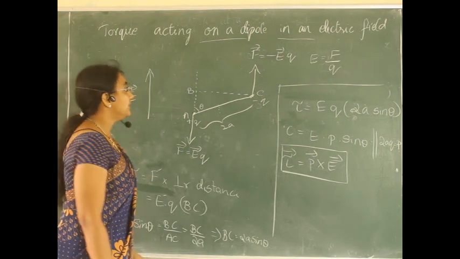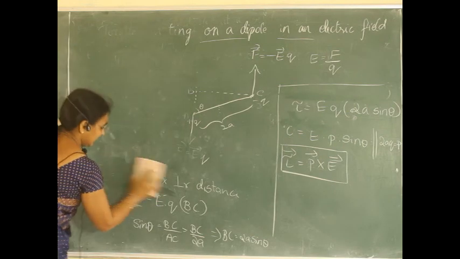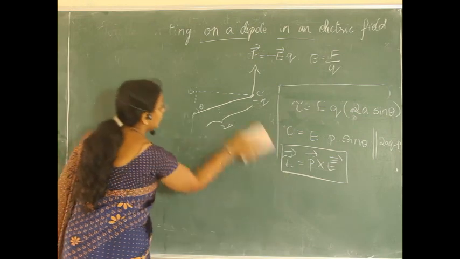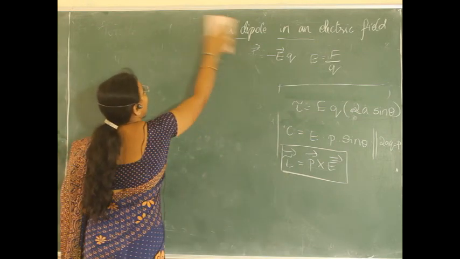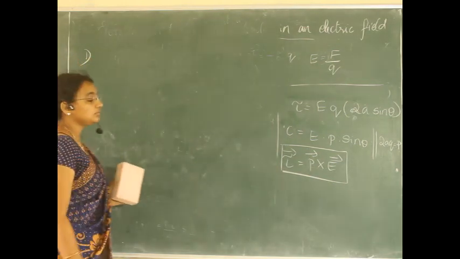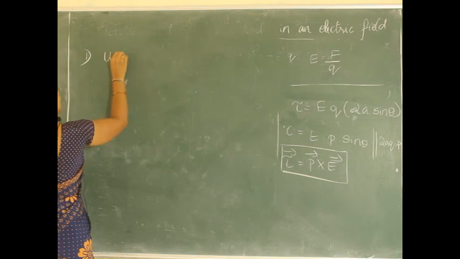Okay. Then the next concept. This itself has small changes. We have to consider the conditions. What happens? First one: uniform electric field is present.